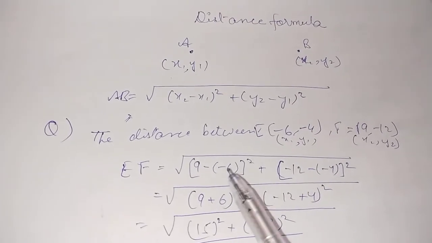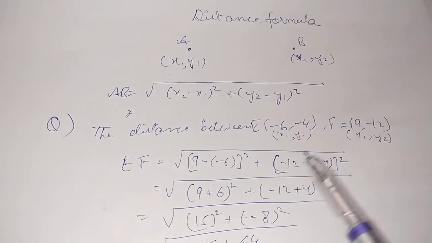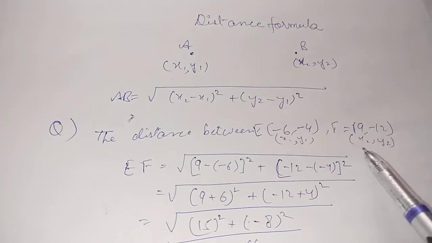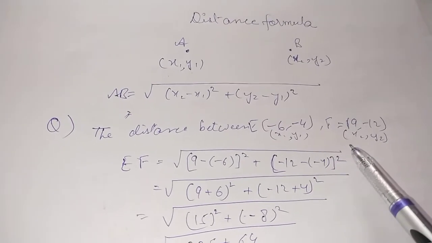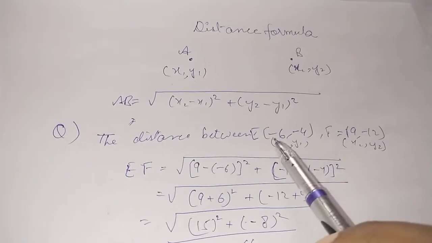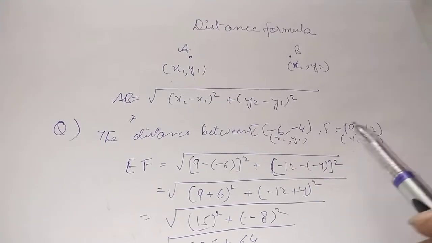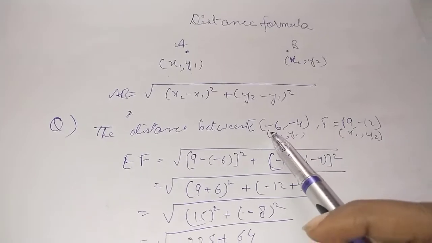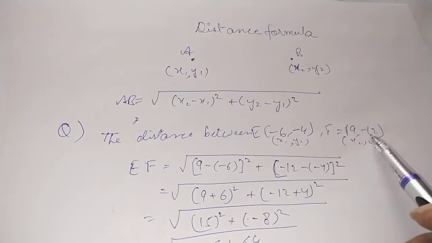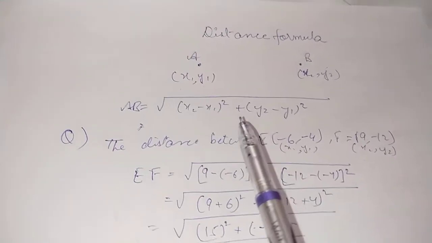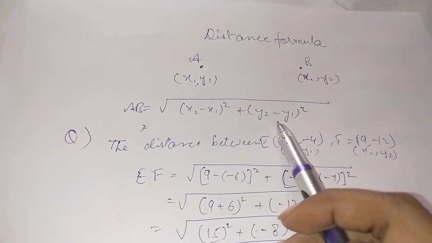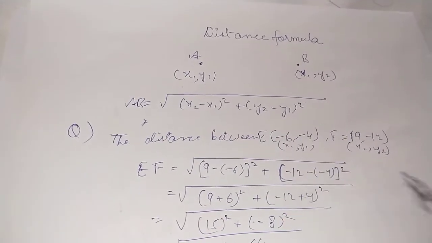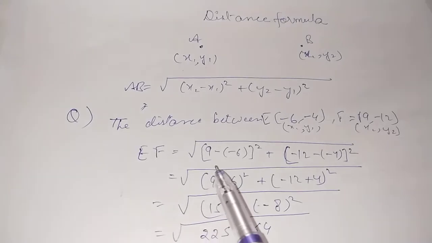In the starting you should write down the formula. Once you get used to it, then it's fine to skip, but at least it will give you a better idea of what we should write down. 9 minus of minus 6, and the same goes for the y part. Some of you may take the difference in a different order. No, whatever order you are taking, if you are taking x2 minus x1, it should be y2 minus y1. It should not be y1 minus y2. This you need to keep in mind.